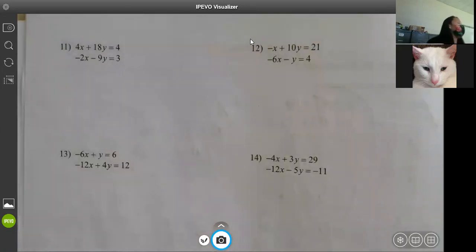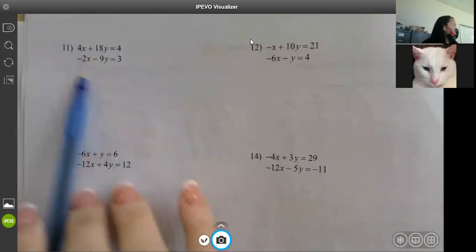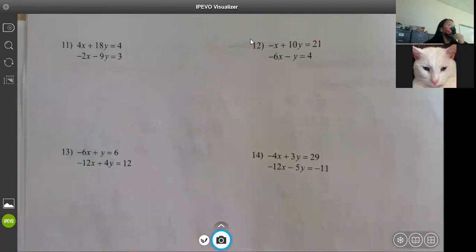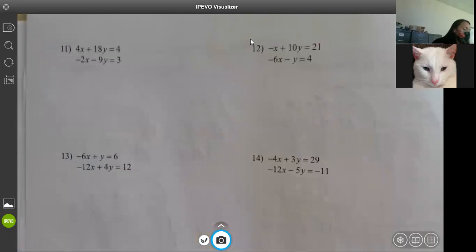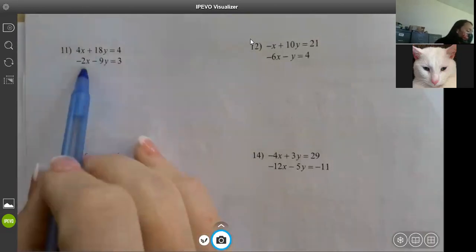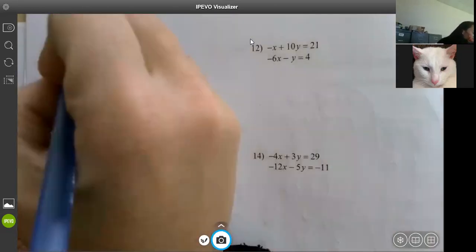So for these, remember Friday, all you were doing was adding or subtracting, just marking out. If you had to subtract, you were changing the signs on the bottom one. So what happens is now nothing looks the same. To keep it consistent, there's a different way to do it, but we're going to talk about this way. Nothing is the same, so I can't cancel it out.